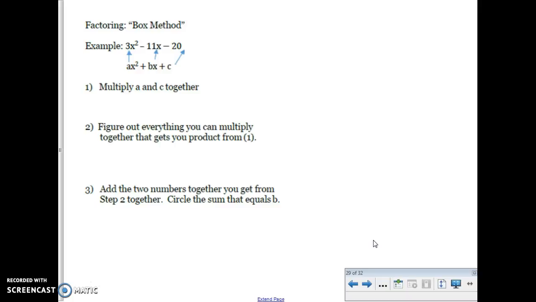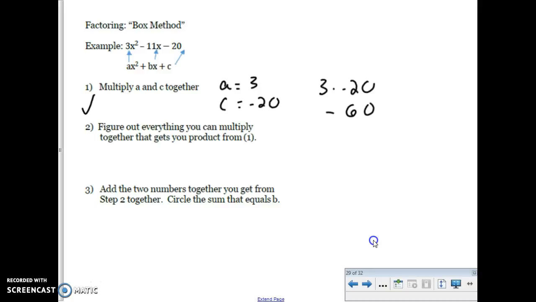Some of you will love this, and some of you will love the other method. So let's deal with the box method first. The first thing I'm going to do is multiply the a term and the c term. My a term is positive 3. My c term is negative 20. So I'm going to multiply those two together: 3 times negative 20 gets me negative 60. So step 1 is complete.